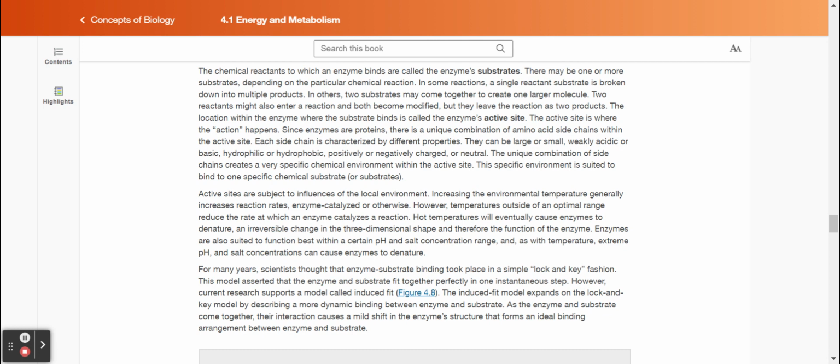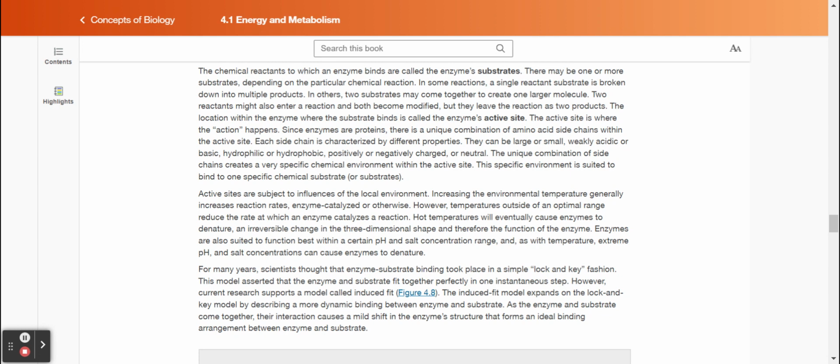Two reactants might also enter a reaction and both become modified, but they leave the reaction as two products. The location within the enzyme where the substrate binds is called the enzyme's active site. The active site is where the action happens.